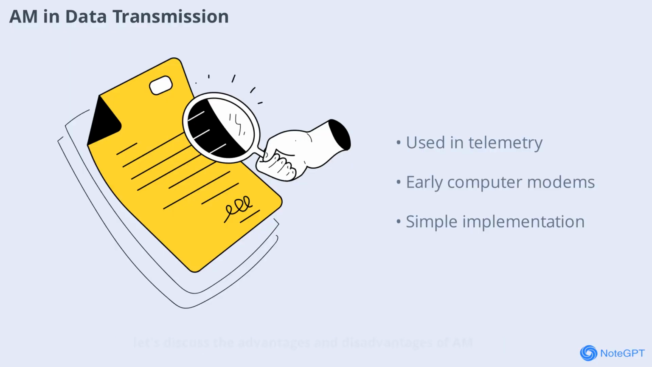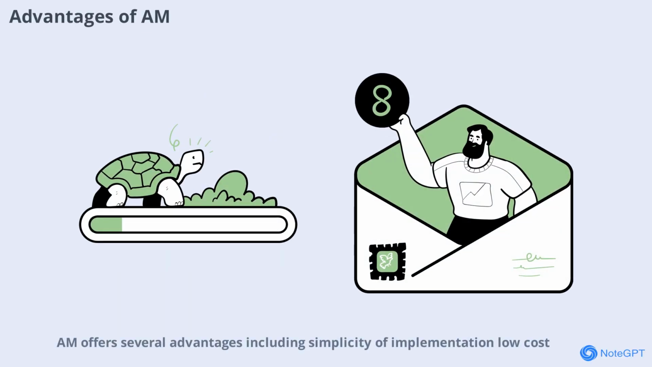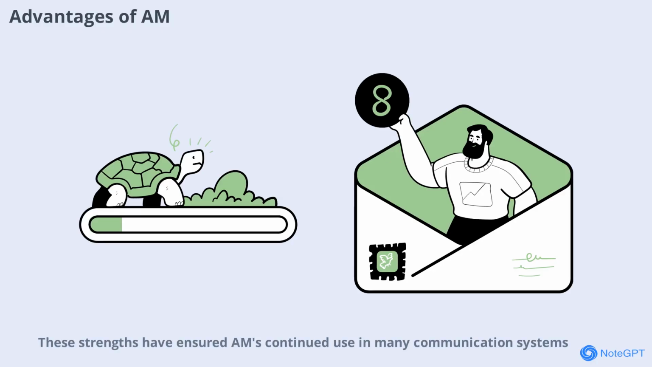valued. Next, let's discuss the advantages and disadvantages of AM. AM offers several advantages, including simplicity of implementation, low cost, and the ability to cover large areas with relatively simple equipment. Its compatibility with basic receiver designs makes it accessible to a wide audience. These strengths have ensured AM's continued use in many communication systems, despite the availability of more advanced alternatives.